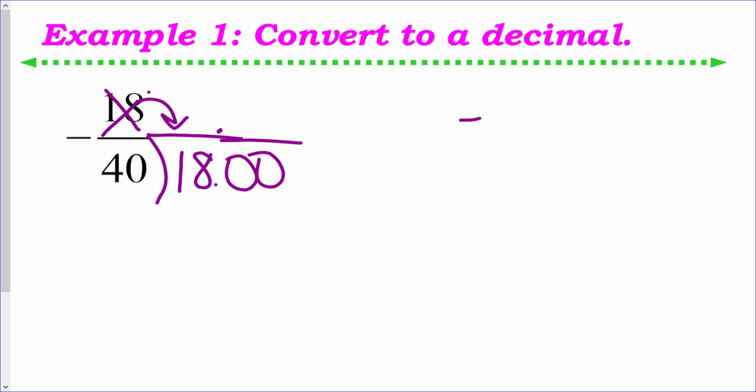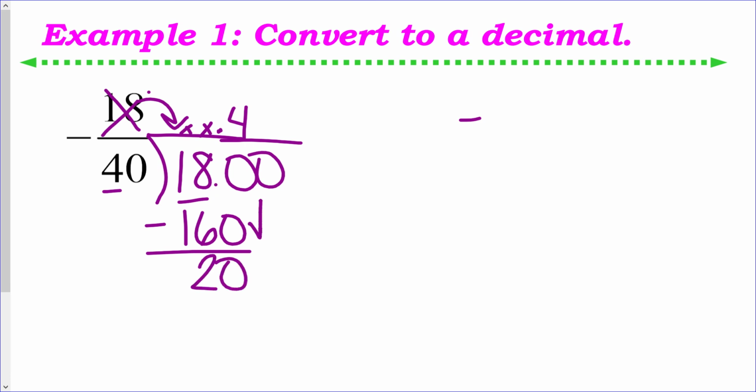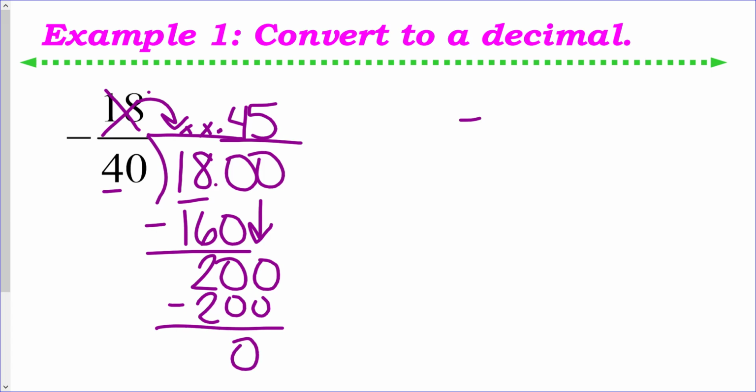40 can't go into 1, can't go into 18, so now we're going into 180. I'd like to think 4 times what would give me close to 18, which would be 4, which is going to give me 16, which means 40 times 4 is 160. I have 20 left over, bring down my 0, and then 40 into 20 would go 5 times, which is awesome because that's 200. So my final answer is -0.45, 45 hundredths.